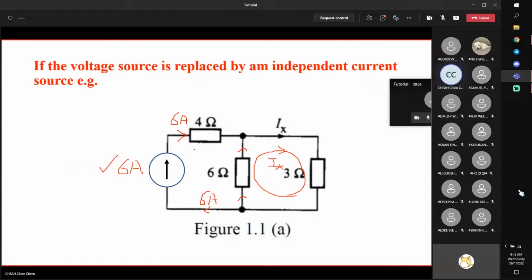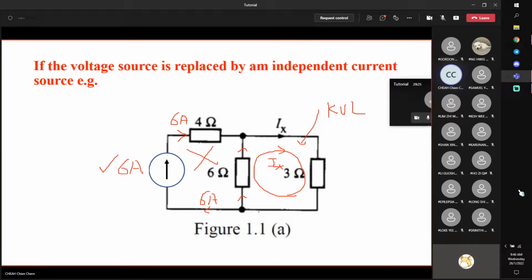If this current is already known, you need not write down the equations anymore, correct? Because you have already been given the mesh current. It means that you do not need to write down any equation to solve it anymore. So do not do KCL over here or Kirchhoff voltage law over here, but do Kirchhoff voltage law here only. Then you can write down one equation in terms of IX, and then you solve it.